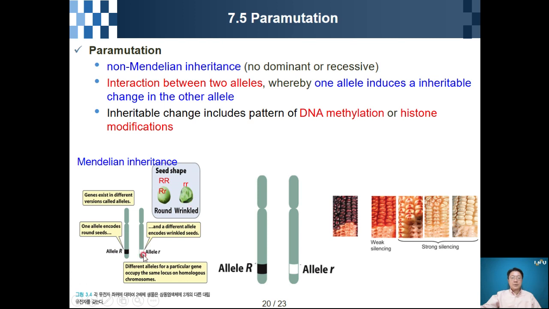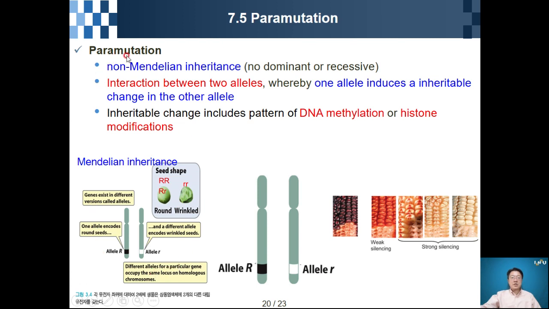However, the large R allele is dominant over the small r allele. That's why when the genotype is large RR, the phenotype is a round shape, and when the genotype is large R, small r, the phenotype is also a round shape, because large R is dominant over small r. Only in the small rr case do they show the wrinkled shape. So this is Mendelian inheritance.